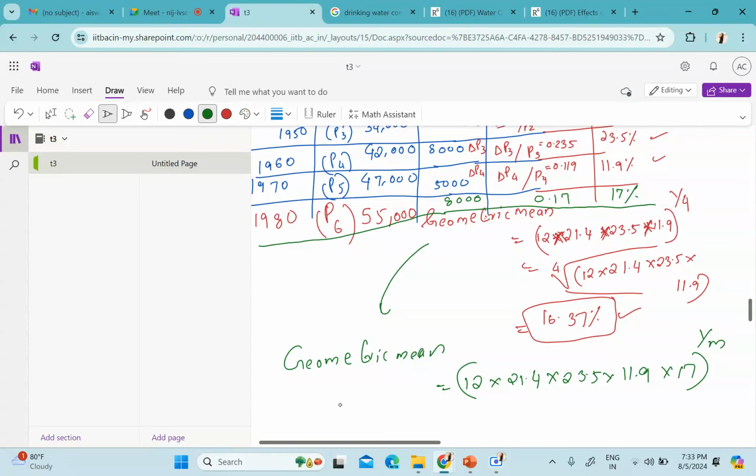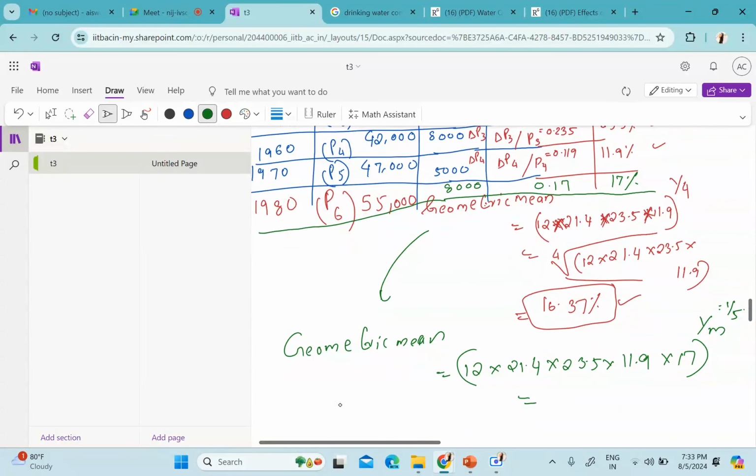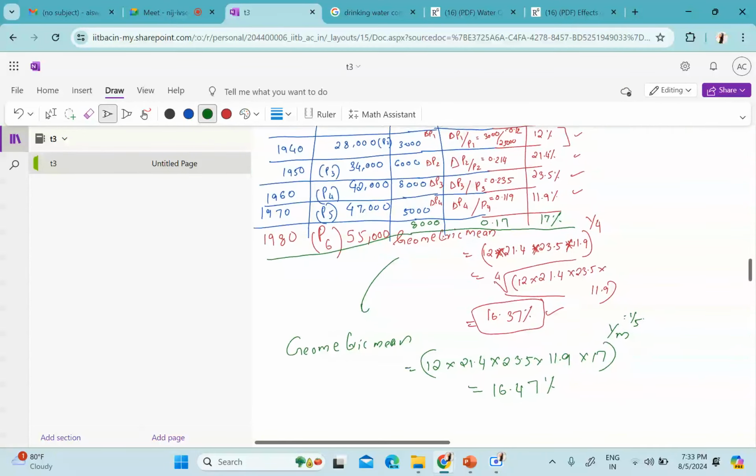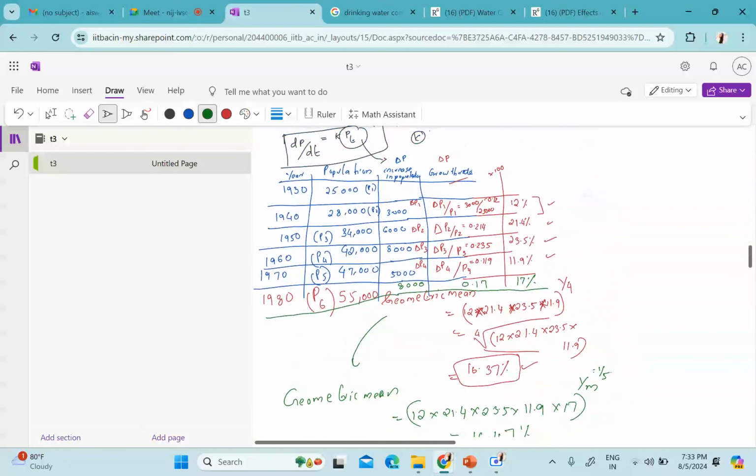Yes, right. 1 by 5. What is the value for this geometric mean? 16.49. So, got it? All doubts are cleared. Anybody have any doubt till this? If anyone has doubt, please raise. Okay.